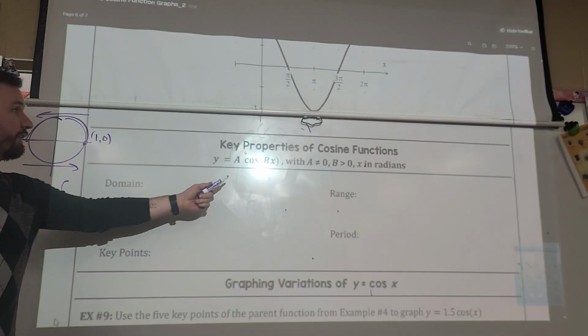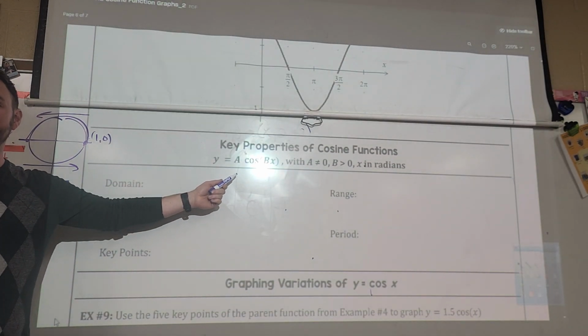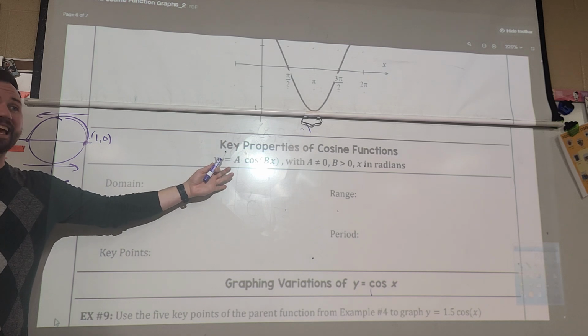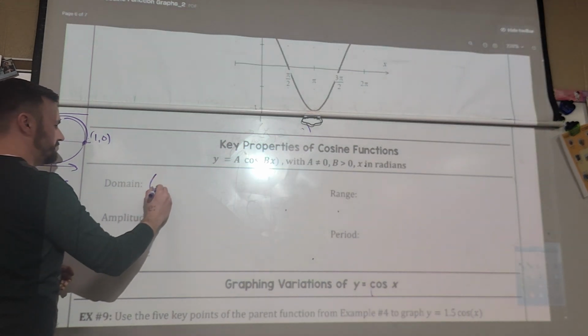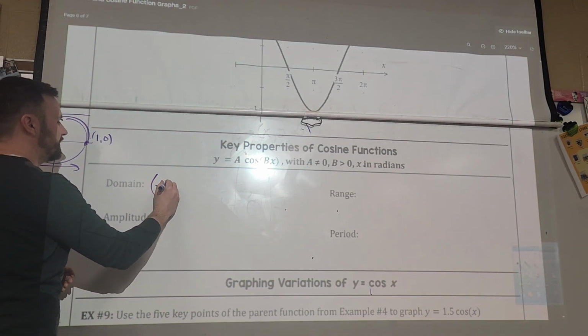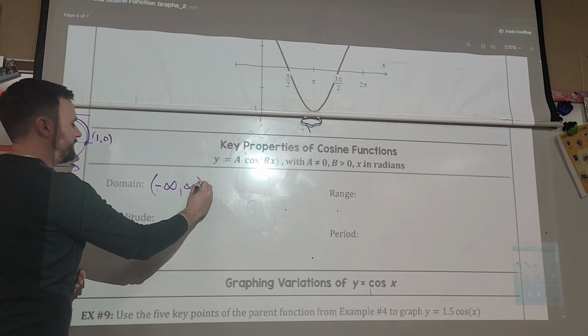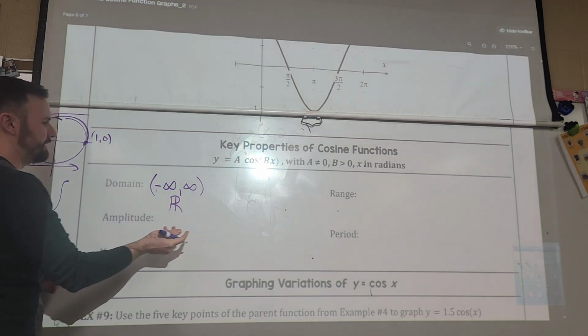Have you ever seen this before? It's the exact same thing. What's the domain of my sine and cosine? All reals, also called negative infinity to infinity. Remember, you could say this too, right? Same thing.